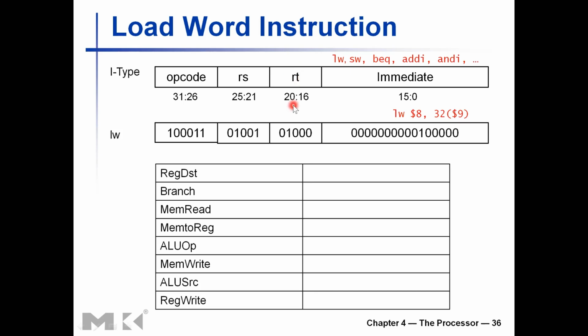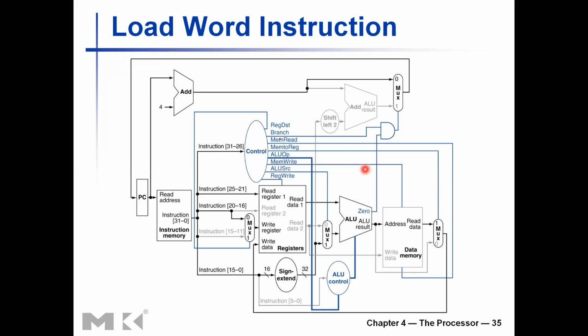Right. So taking this example, load word $8, offset 32, base register value $9. So here this is the destination register number 8. This is the base register number 9, and that is the immediate offset 32 given here. So based on that particular example, can you guys take another 5 minutes to derive the values for these control signals?